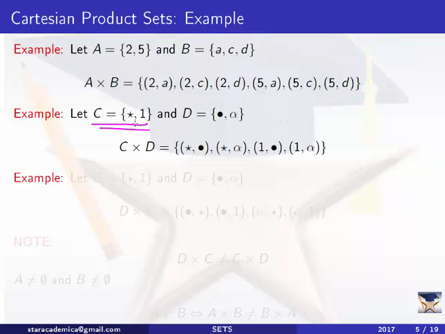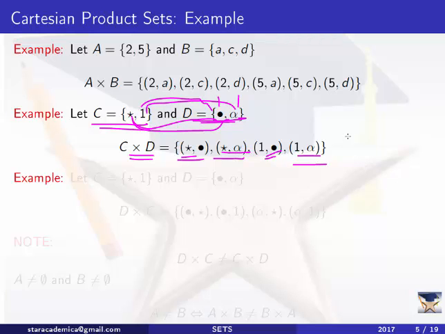Suppose C is a set with a star and a 1, 2 elements. D is a set with a bullet and alpha. So C cross D, so we take star with the bullet. Here we go. We take star with the alpha. Great. Next we take 1 with the bullet. Perfect. Again we take 1 with the alpha.